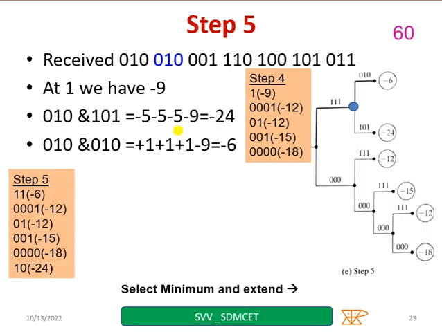I got the answers -24 and -6. I had this already in the stack. Again considering these two I am rewriting. I got -6 as the top of the stack. Again extend -6, 0 or 1. Received is now 001. Next step. Follow the same procedure. Calculate. Pause the video and you can compare the answer.